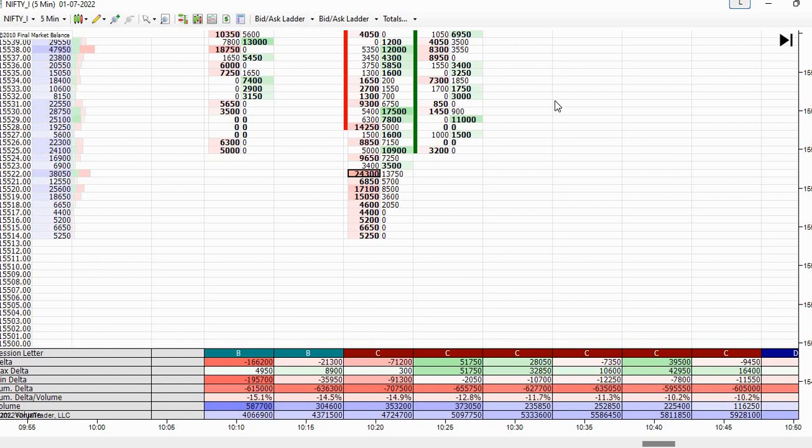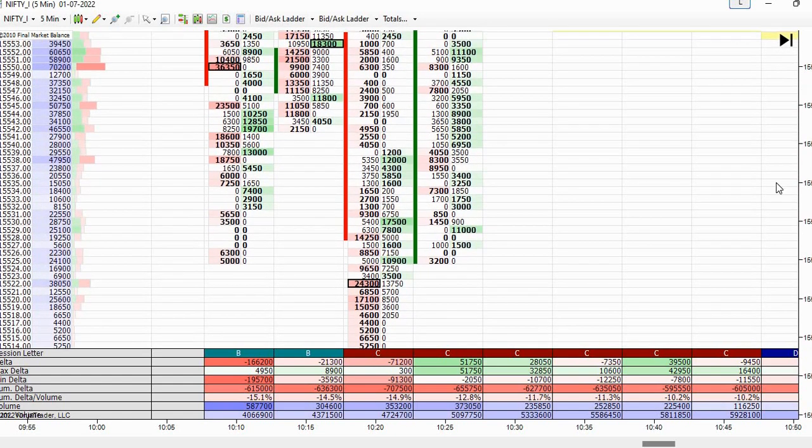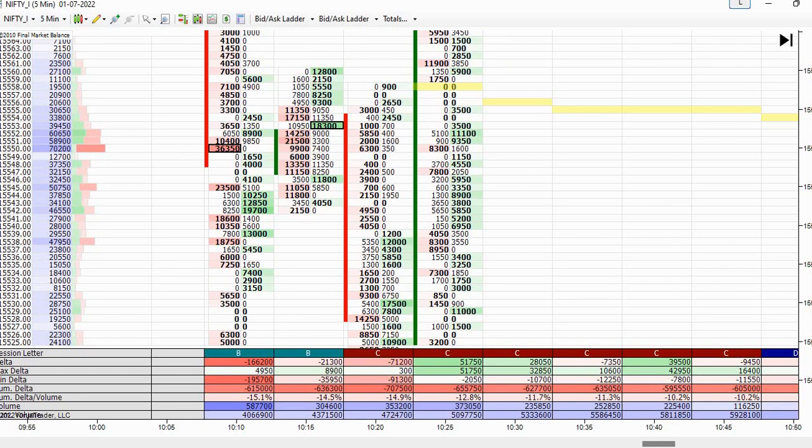So if you want to understand even more, look at this candle.